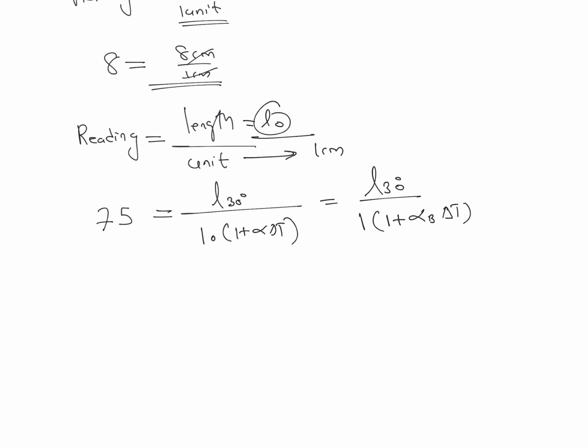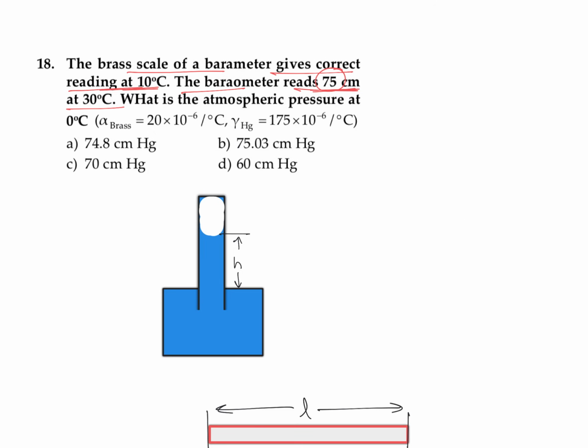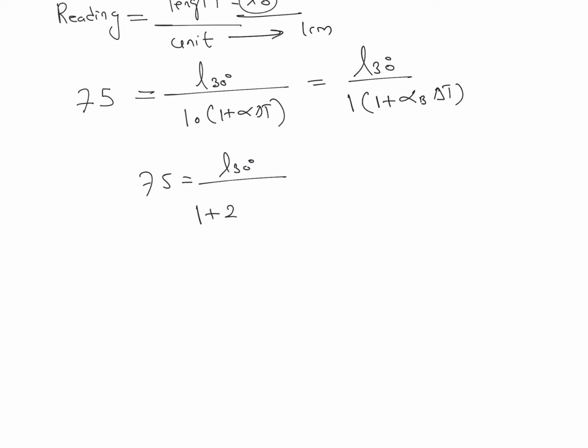So what about the actual length at 30 degrees Celsius? We can write 75 equals the length at 30 degrees Celsius divided by (1 + alpha delta T). The value of alpha is given in the question as 20 into 10 raised to minus 6. The value of delta T was initially 10, now it is 30, so it becomes 20 degrees Celsius. So we can find the length at 30 degrees Celsius.